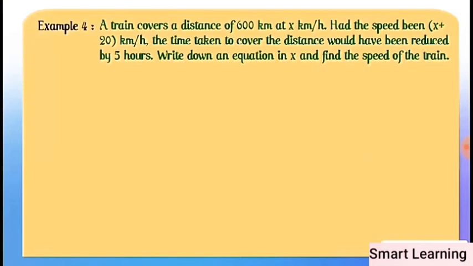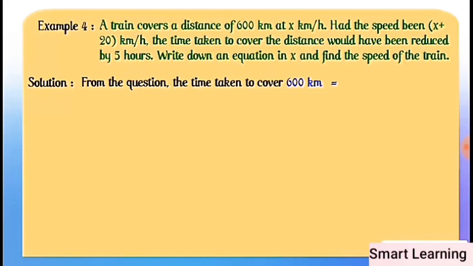Let's take the next example. A train covers a distance of 600 kilometers at x kilometer per hour. Had the speed been x plus 20 kilometers per hour, the time taken to cover the distance would have been reduced by 5 hours. Write down an equation in x and find the speed of the train.